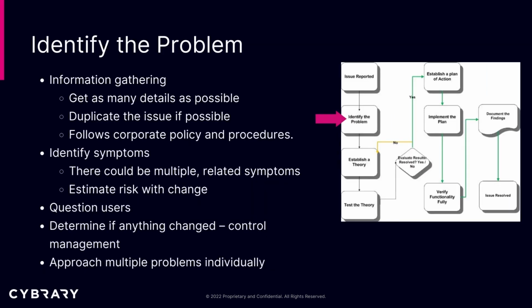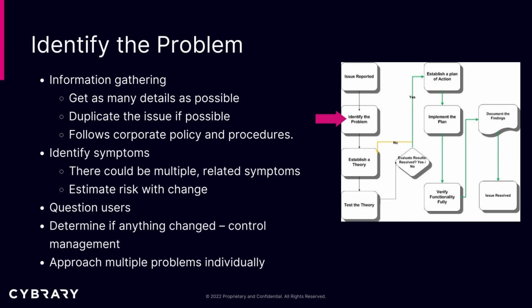So number one is identifying the problem. This is after the issue has been reported. You're going to start gathering information, getting as many details as possible. See if you can duplicate the issue to validate that it is happening. And also, you want to make sure that whatever you're doing to duplicate the issue, you follow whatever corporate policy or procedures there may be, not causing disruptions on the network, and finding the time to duplicate this and troubleshoot. So also identify the symptoms.